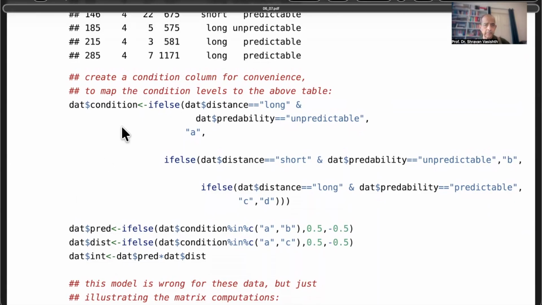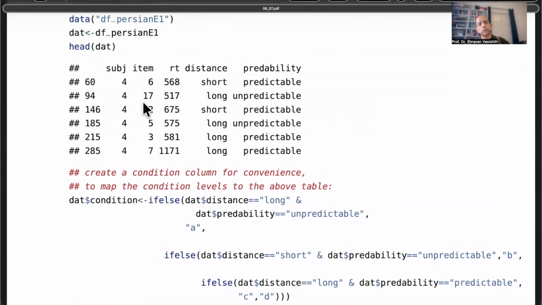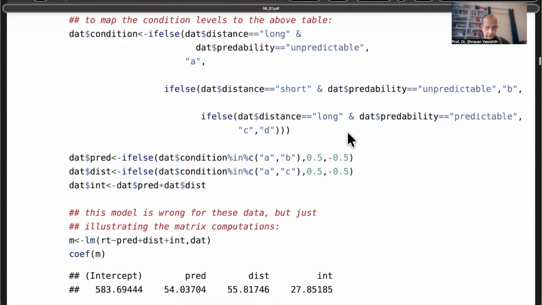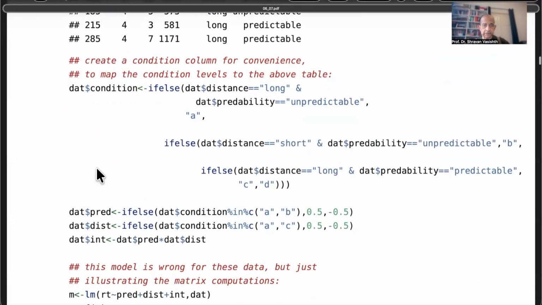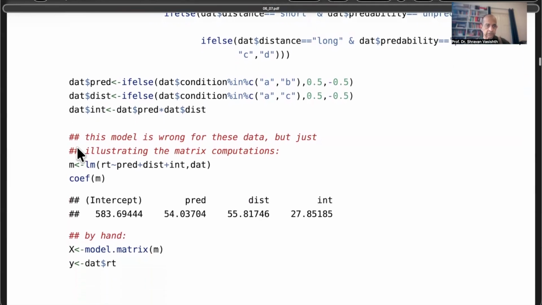I'm sorry about that. But basically, I'm just converting the four unique levels, the four unique conditions, into alphabetical labels. So A, B, C, D, right? So what I've done is I've created a new column. If I have, let's say, short and predictable, all the rows which have short and predictable will be coded with some alphabetical letter, long and unpredictable with another unique alphabetical letter, and so on. That's what I've done here. So I'm mapping the condition levels to alphabetical values, just for convenience.